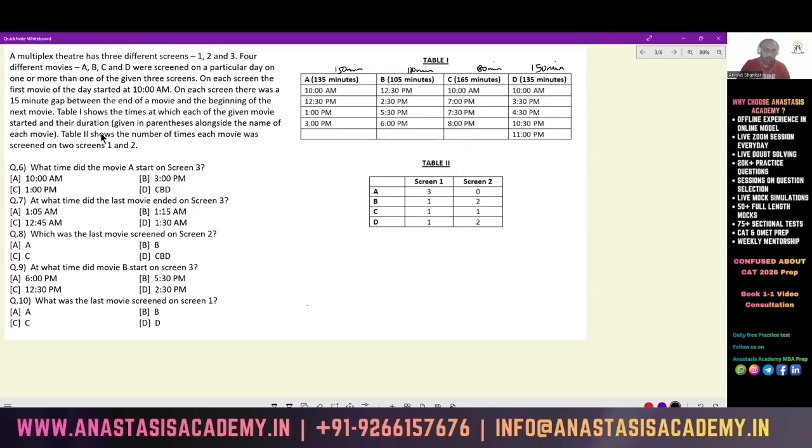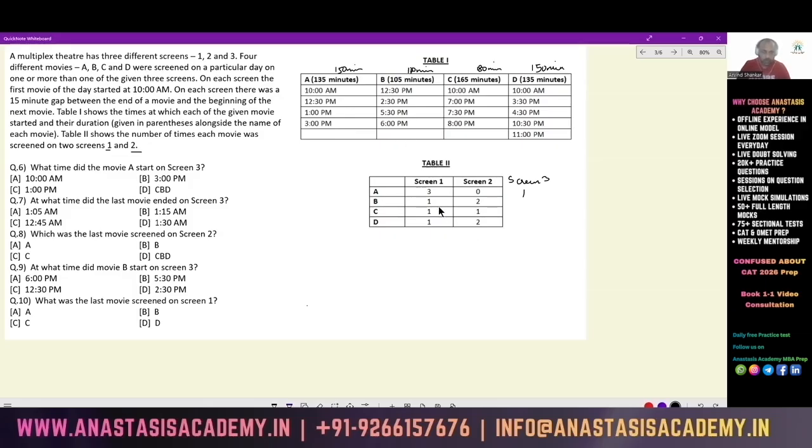Table 2 shows the number of times each movie was screened in screens 1 and 2. Now we were told there were 3 screens, 1, 2, and 3. Screen 1 and screen 2 are given, so we can calculate screen 3. How many times was each movie shown? I know A was shown 4 times, 3 of them on screen 1, 0 times on screen 2. So 1 time on screen 3.